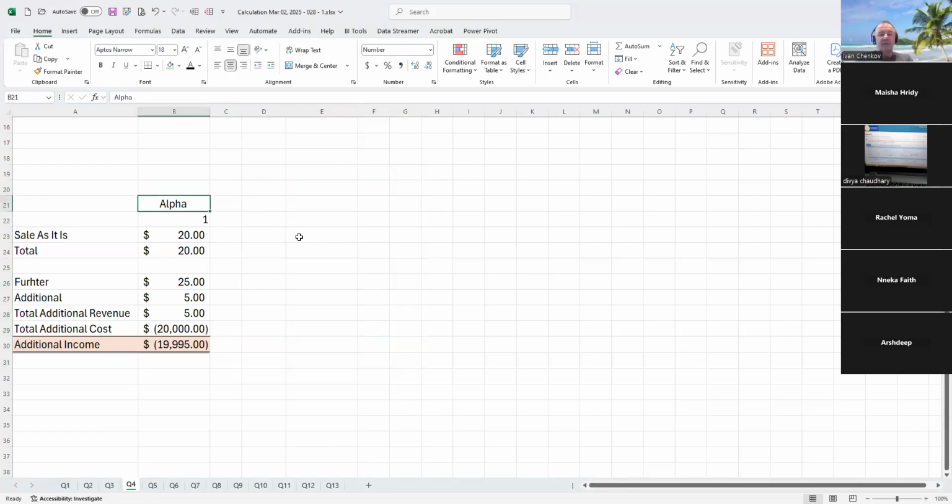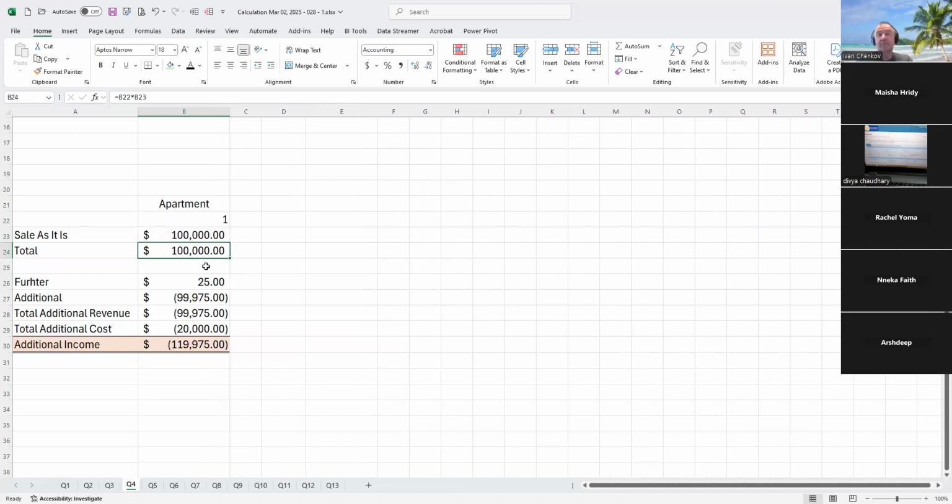You have this apartment, and you can sell it right now. You can sell it, let's say, for $100,000, and you can generate $100,000. But you have an option. What will be that option?